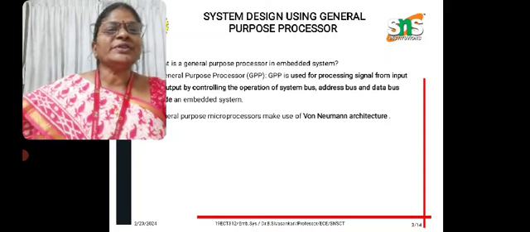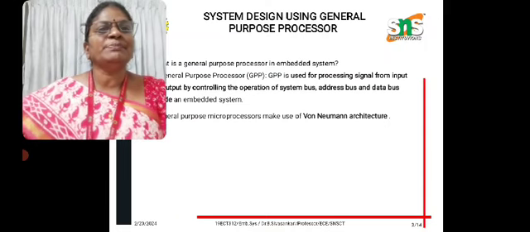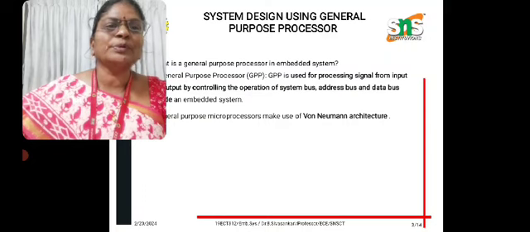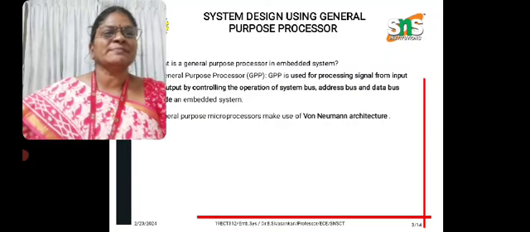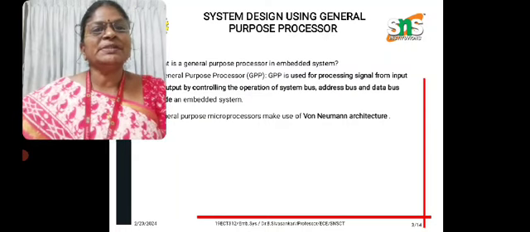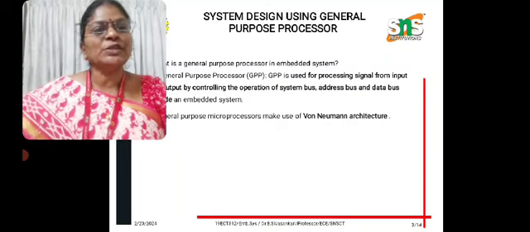So here it is a general purpose processor in embedded system. The general purpose processor, GPP, is used for processing signal from input to output by controlling the operation of system bus, address bus, and data bus which is inbuilt in an embedded system. The general purpose microprocessor makes use of von Neumann architecture.